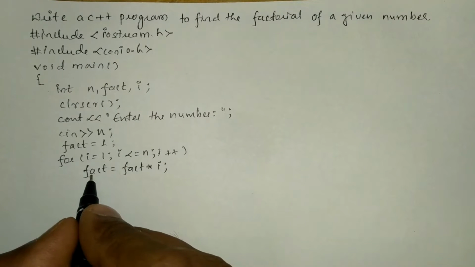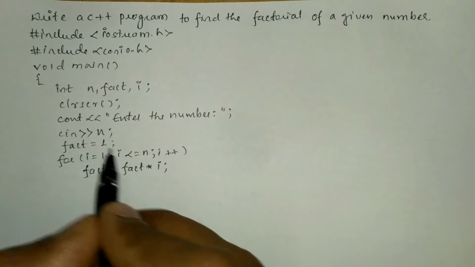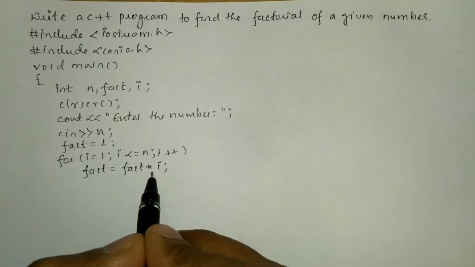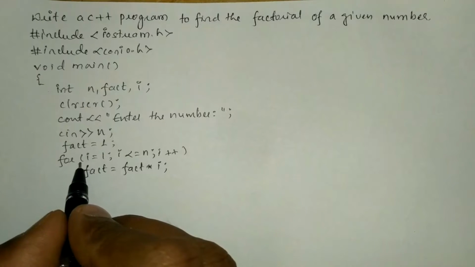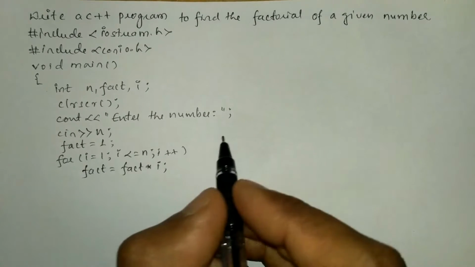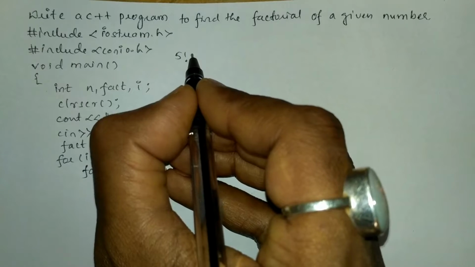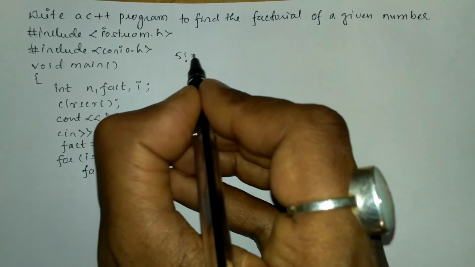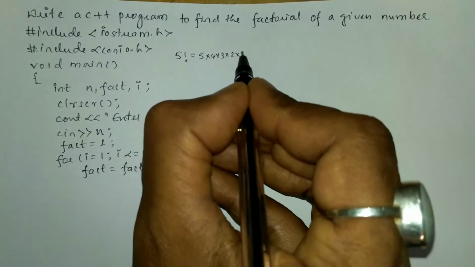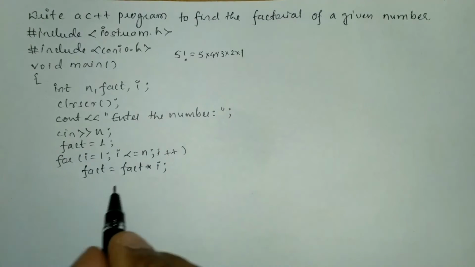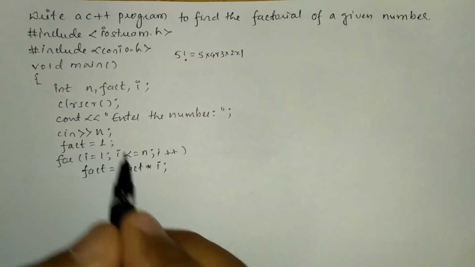Now here fact is what? Fact is, for the first time, 1, so it is 1 into i, for the first time 1, because we have to stop at 1. So factorial of a number, for example in mathematics, we'll write 5 factorial is equal to 5 into 4 into 3 into 2 into 1. So we are going to stop at 1. So that's the reason I have taken here for i is equal to 1 and fact is equal to 1.